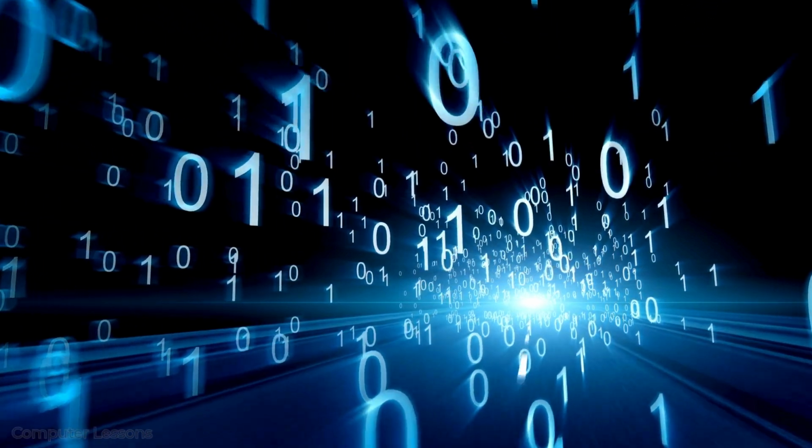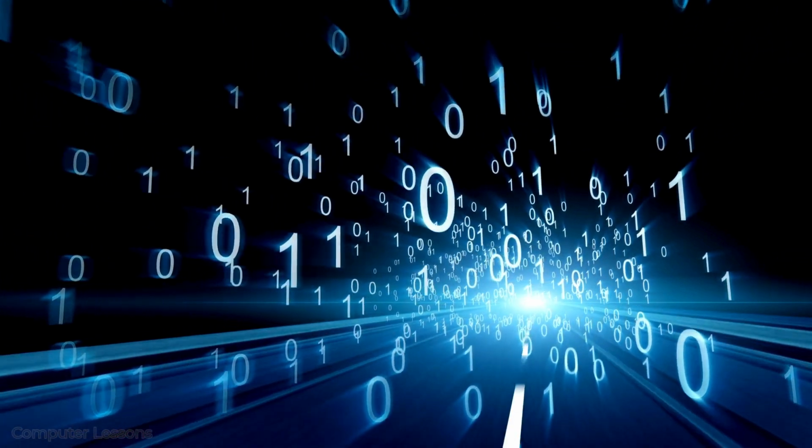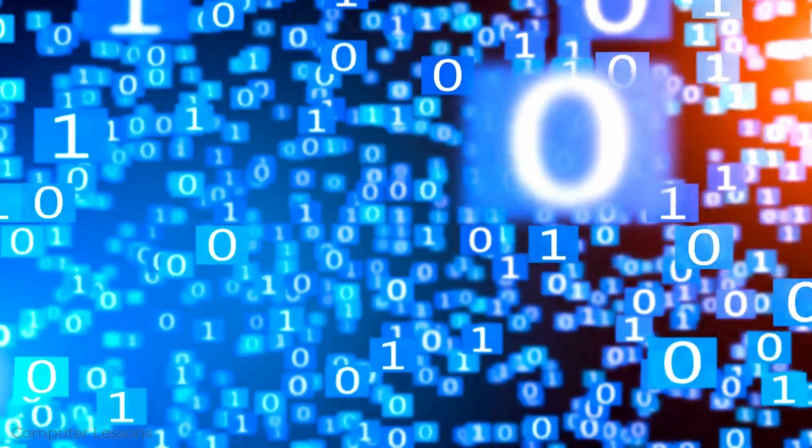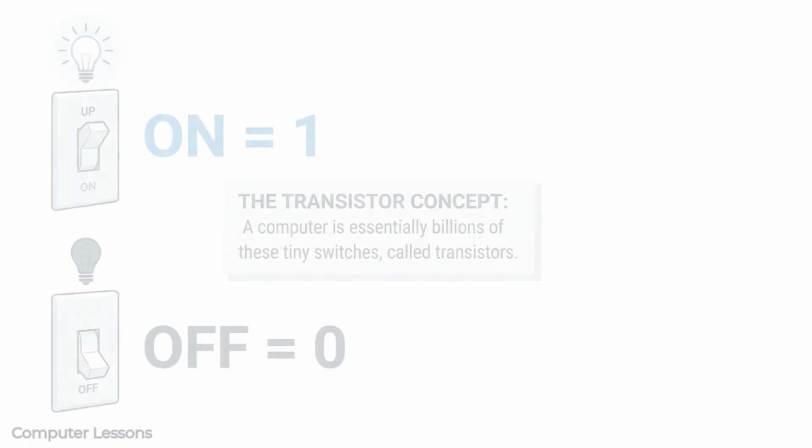To understand a computer, you have to speak its language. And believe it or not, that language is incredibly simple. It consists of only two words, yes and no. Or, to be more technical, 1 and 0. This is the binary system. Imagine a light switch. It can only be in two states, on or off.